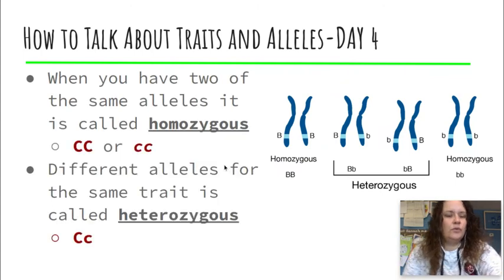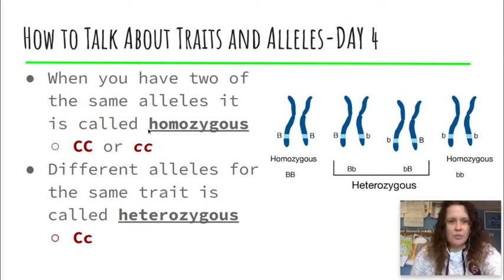Okay, when you have two of the same alleles, we describe it as being homozygous. If you look at that prefix homo, it does mean same. So the two possibilities for this is you could have a big C, or you could have a little c.